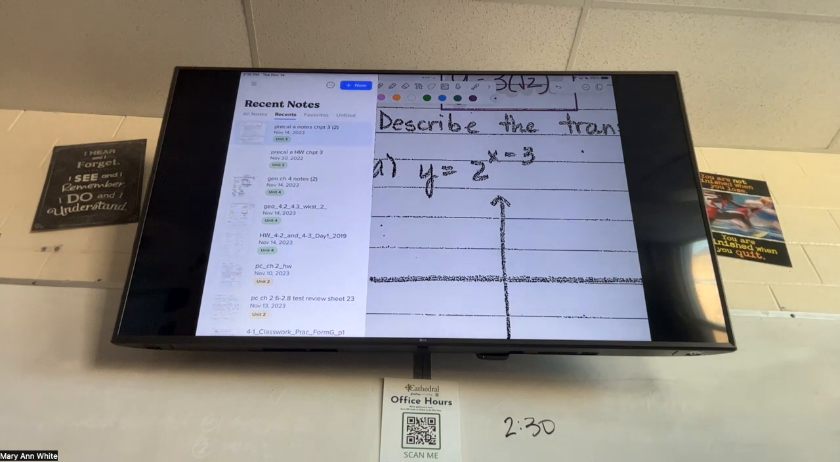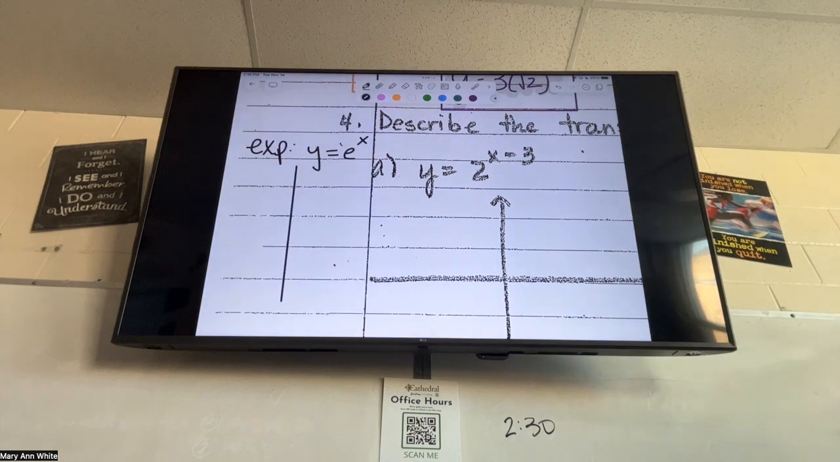Wasn't it like a giant one? Yep, it popped up. And I don't remember if I stressed this or not, but it goes through the point 0, 1, and it always starts close to 0, and then it exponentially increases. It also has a horizontal asymptote at 0. So we would never cross it, but we get really, really close to it.